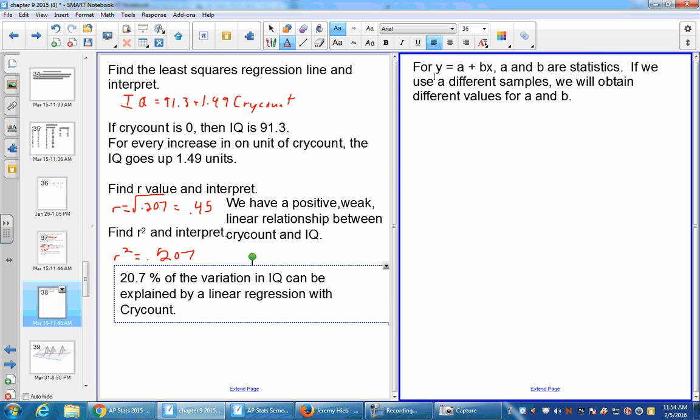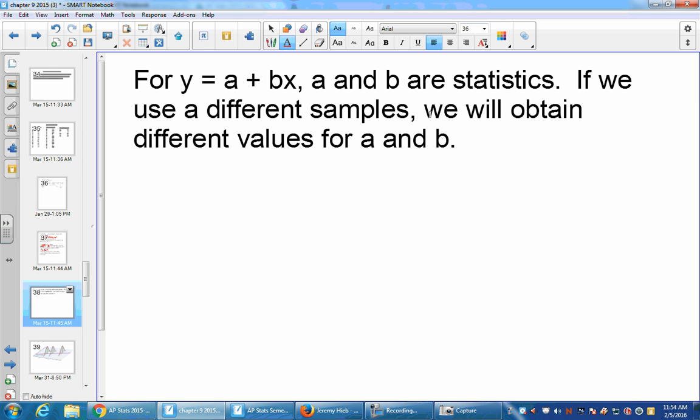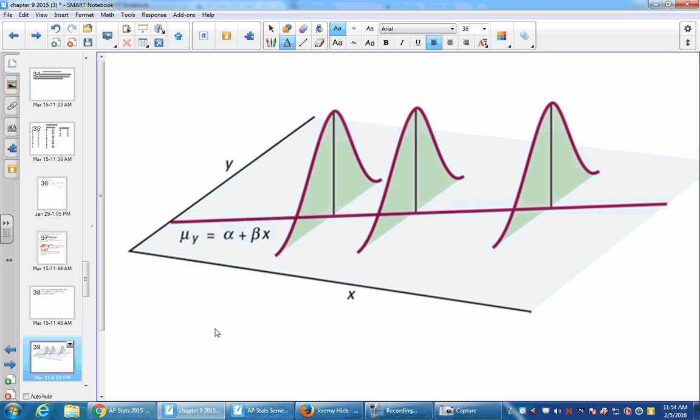All right, now we have another one. Now, in that equation, I'll change the screen. A and B are statistics. That means if you take another sample, you're going to get a different slope, and you're also going to get a different y-intercept. So you can think of it like this. For each value of x, there's going to be a normal distribution of values, where the center is going to be on that estimated line. And same with over here.